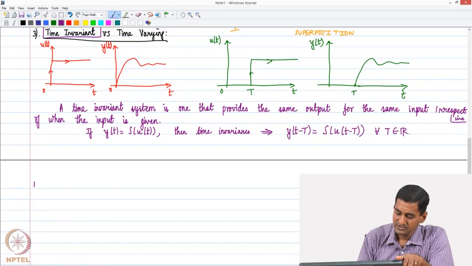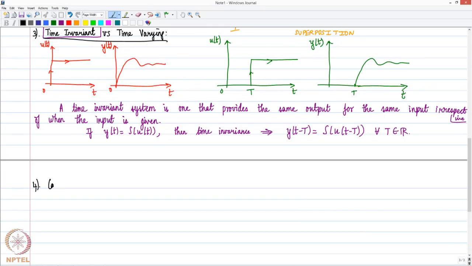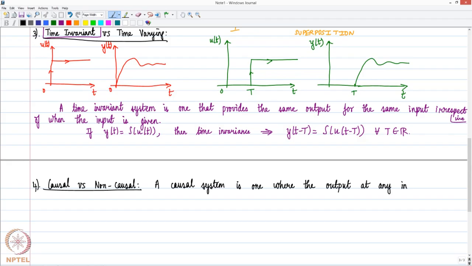Another classification that we are going to do is that of causal systems versus non-causal systems. So, what is a causal system? A causal system is one where the output at any instant of time depends only on past and current inputs.